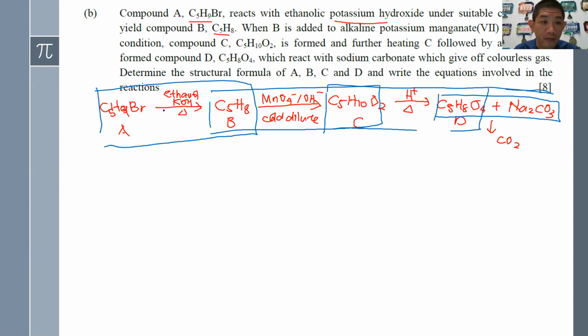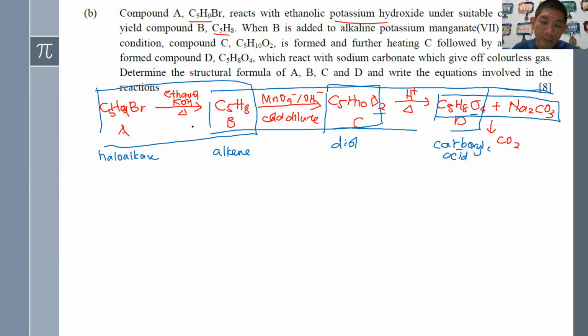haloalkane reacts under ethanolic potassium hydroxide. You must form alkene. Alkene reacts with KMnO4. You form a diol. When the diol is broken, you form a carboxylic acid. Now the key in here lies here. Suddenly from O2 it becomes O4.